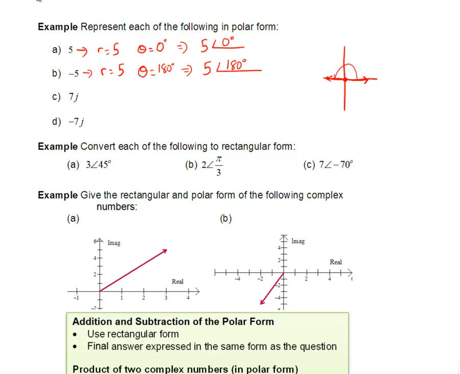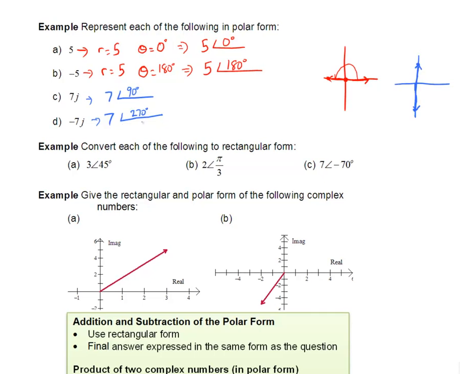Using the same idea, we can do 7j, and maybe we'll sketch it again. 7j would be up here, and so hopefully you can see we get 7 and the angle is 90. And here we're coming down bottom. There's our vector. So again, distance is 7, and now we need 270 degrees. So these are the equivalent forms of these rectangular complex numbers. These are polar complex numbers.